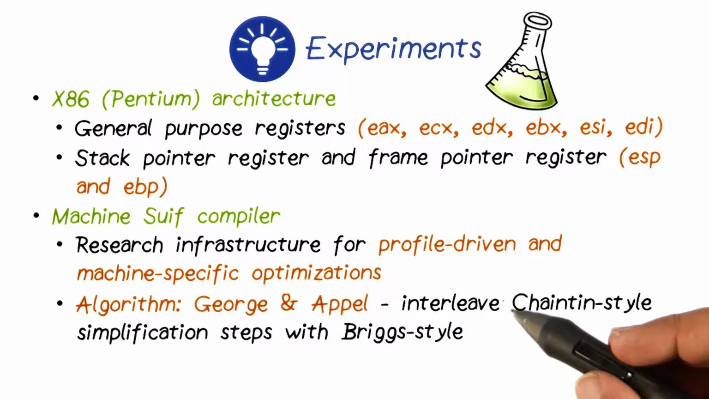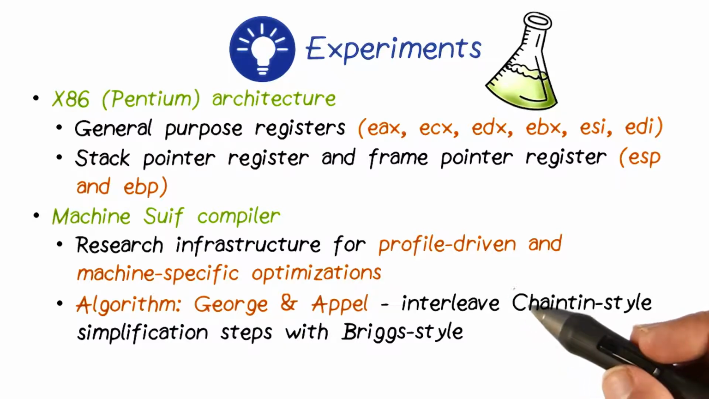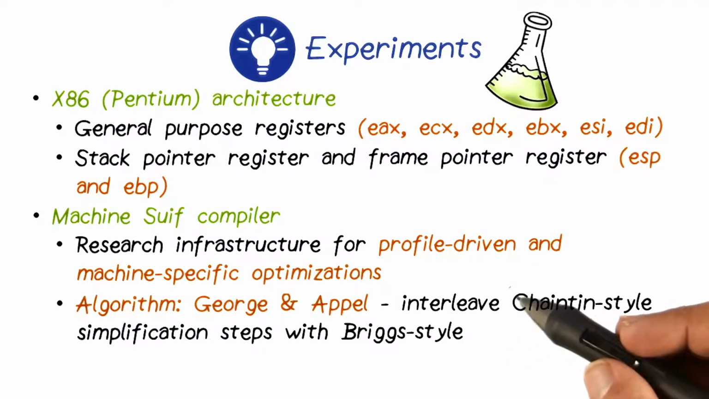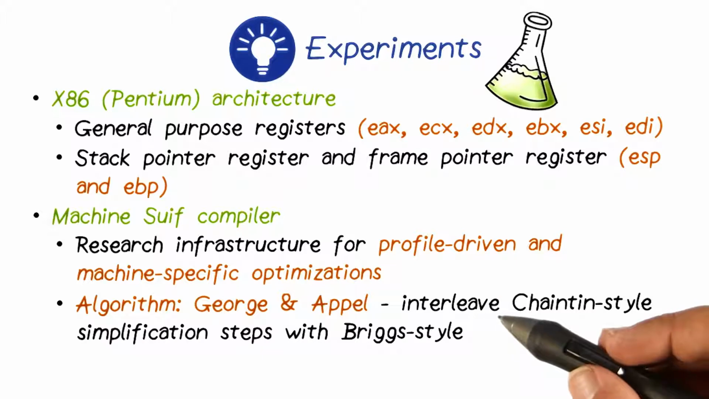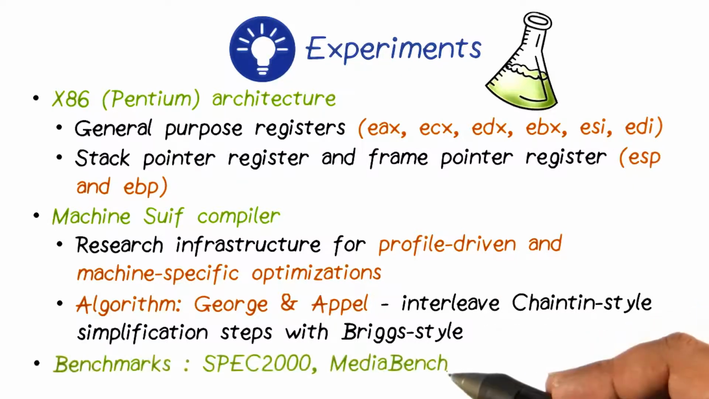Finally, for the results that are reported later, we had George and Appel's algorithm, which was doing Chaitin style simplification steps with Briggs style allocation steps. In other words, the algorithm was spilling a node beforehand and then trying to use the stack for coloring the rest, and so on. And the benchmarks that we used were SPEC 2000 and MediaBench. Please refer to the details of all this in the instructor's manual. There is a published paper in that instructor's manual which gives all these details.